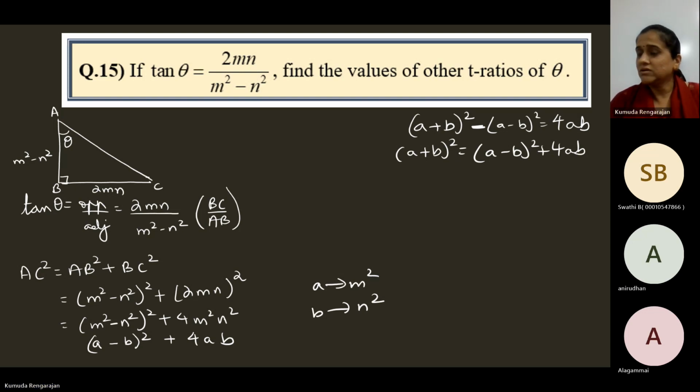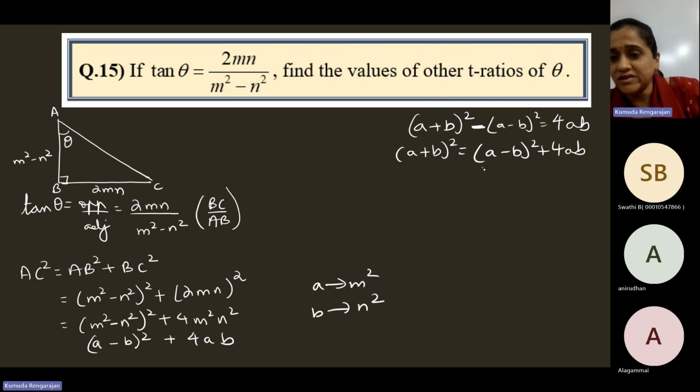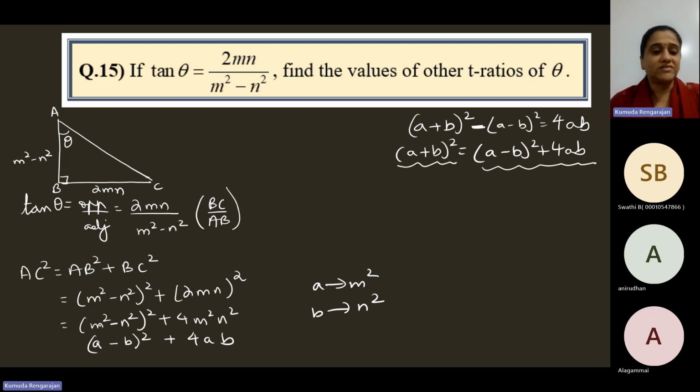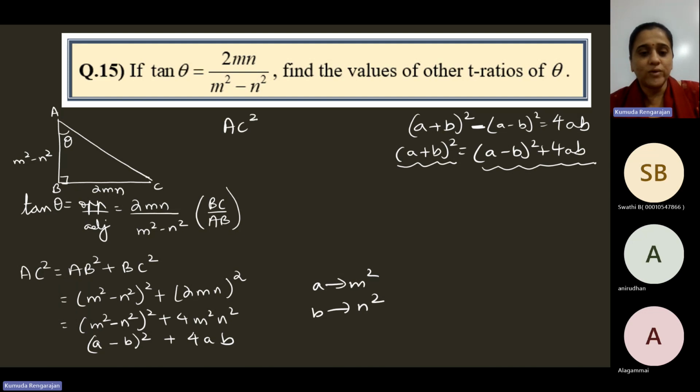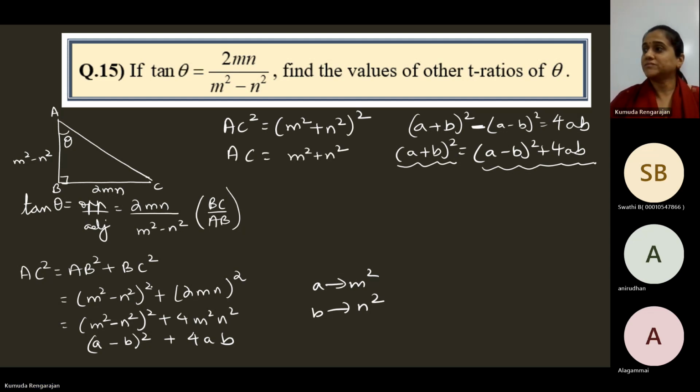Yes or no? So what we have here looks like A minus B the whole square plus 4AB. So what is A minus B the whole square plus 4AB? It's A plus B the whole square. I'll not erase it. So I'll write it here. So AC square is equal to A plus B the whole square. Yes or no? So what is AC? AC is equal to M square plus N square.